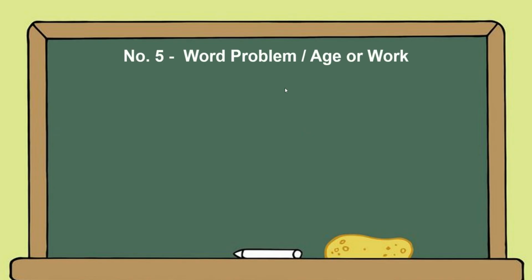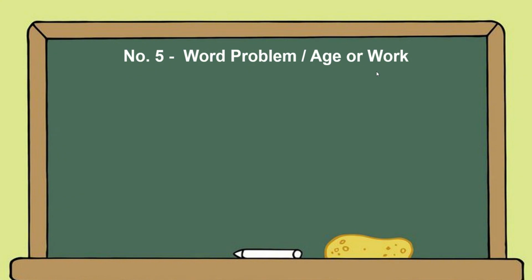Next, question number 5, word problem, age or work. A word problem is a math problem that uses a narrative or story to describe a situation. And an age or work problem is a specific type of word problem that involves either calculating ages based on relationships and time, or determining how long a task takes when individuals work together or at different rates.